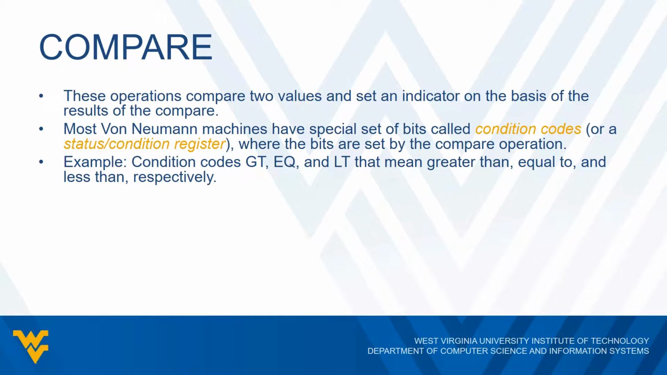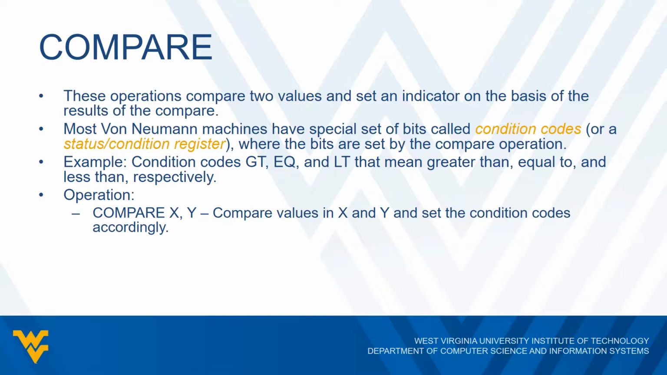So, for example, let's assume that there are three one-bit condition codes called GT, EQ, and LT. And these will stand for greater than, equal to, and less than respectively. So if we have some operation like compare x, y, this means that we compare the contents of memory cell X to the contents of memory cell Y and then set the condition codes accordingly. So if we have this operation, we can set these three condition codes in some manner.